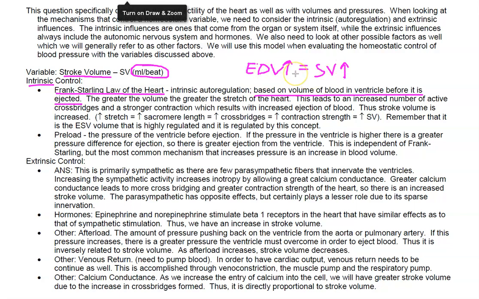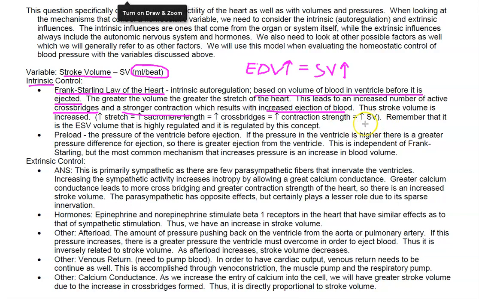So they're directly proportional. Okay, and what happens is when we put more volume in the heart, we get more stretch, and that leads to an increased number of cross bridges. And if I have more cross bridges engaged in my muscular contraction, I'll have a stronger contraction. And if I have a stronger contraction, then I'll get an increased ejection of blood, a stronger stroke volume. So again, increased stretch equals increased sarcomere length, which increases cross bridges, which increases contraction strength, which increases stroke volume.